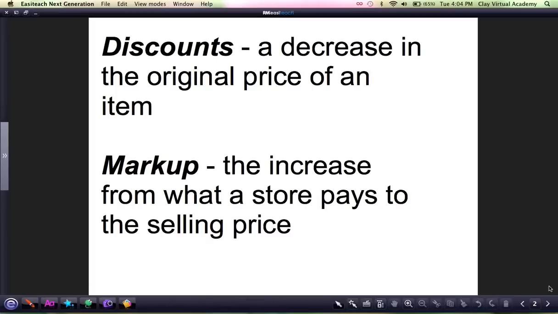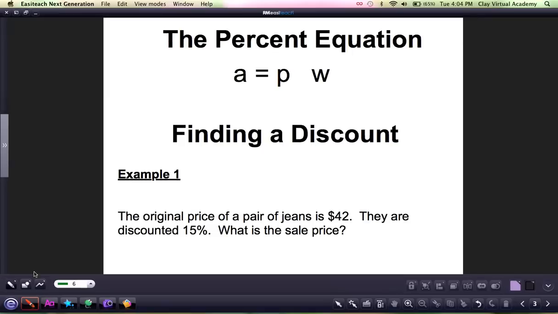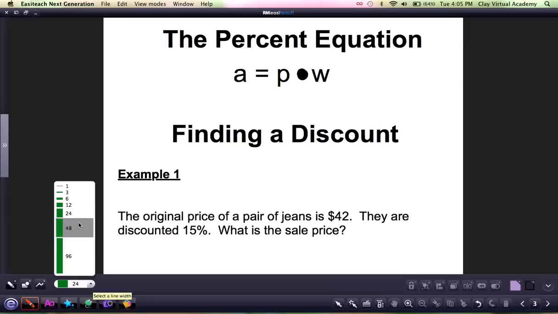Okay, so let's talk about this a little bit further in depth and how to find discounts and markups. We're going to use the percent equation, and we're actually missing something on that percent equation, so let me get it up there real quick. All right, so we're going to call this A equals P times W, and let me do some examples before we get too confused here.